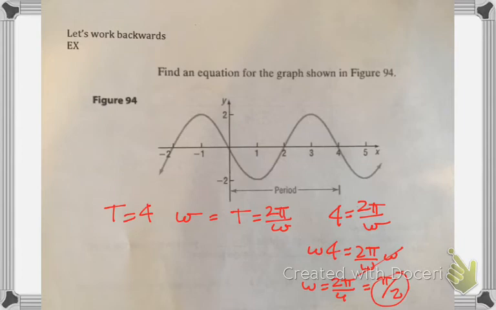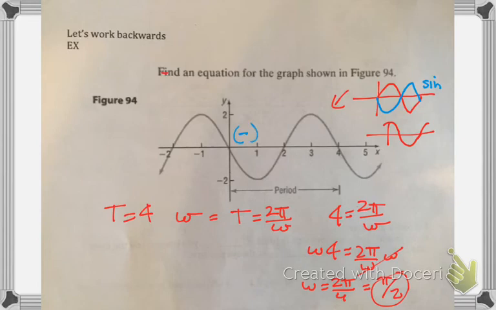Okay, got omega. Now the graph of sine looks like this. The graph of cosine looks like this. And like I said, you have to have that memorized to make sure. So this graph kind of looks like sine, except it looks like it got inverted, because this graph that we see looks like what I just have drawn in blue. So remember, this is sine. Okay, so I know there's a negative. There's going to be a negative because it's flipped over the x-axis. We know it's sine. And we know what omega is.